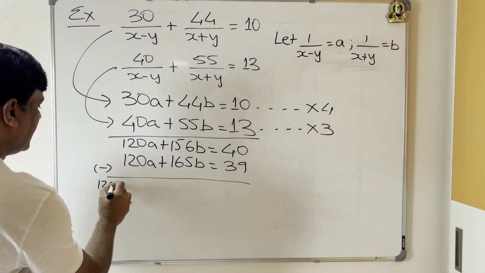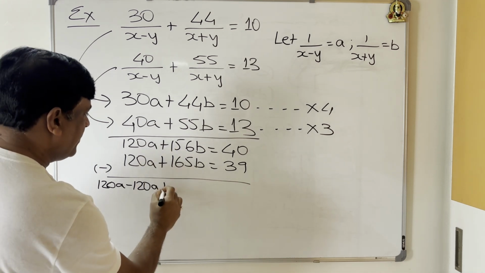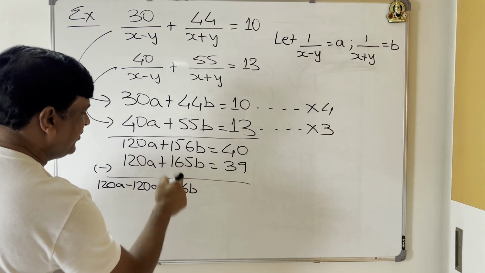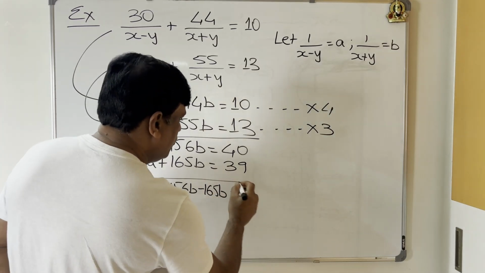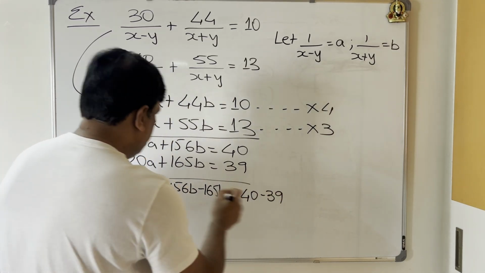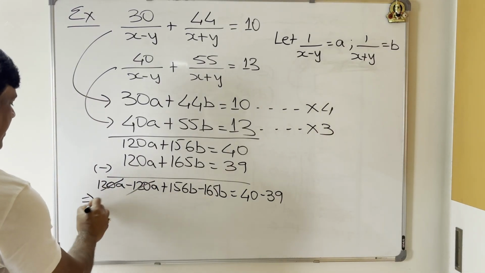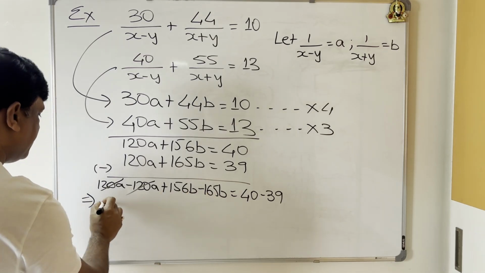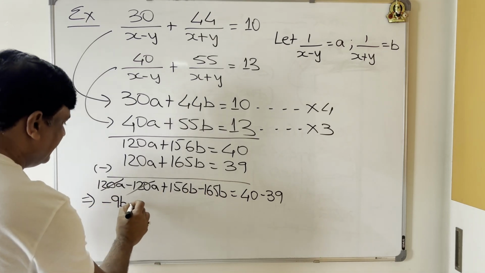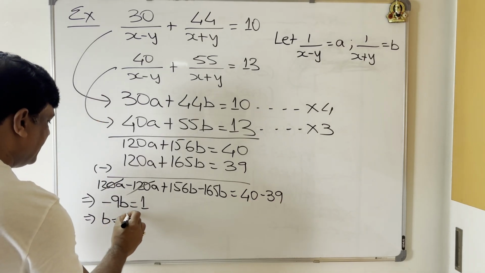So this becomes 120a minus 120a, which cancels out. Then what do you have? You have 156b in the first equation and you're going to remove this one. So this becomes 165b minus 156b is equal to 40 minus 39. Look at it. So this gets cancelled out. What are you left with? You're left with only b. Can we go ahead and calculate b? So 156 minus 165b will be how much? It will be minus 9b, right? Is equal to 1, 40 minus 39. So you get b is equal to minus 1 by 9.